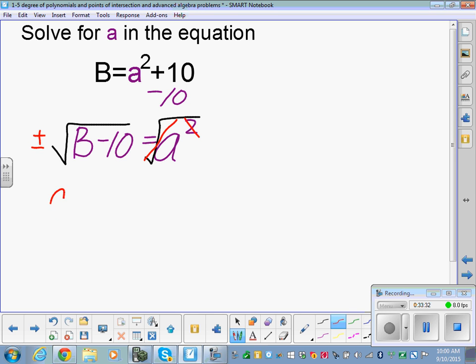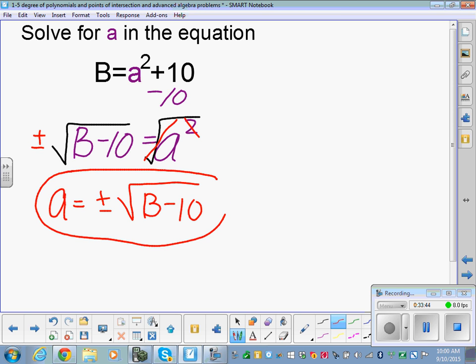So now we have A is equal to, because A was all by itself, I'm just writing it in a prettier order, plus and minus the square root of B minus 10. That's our final answer. A is now by itself, and we're done. Does everybody see that I just put the A on this side now? Do you get that?